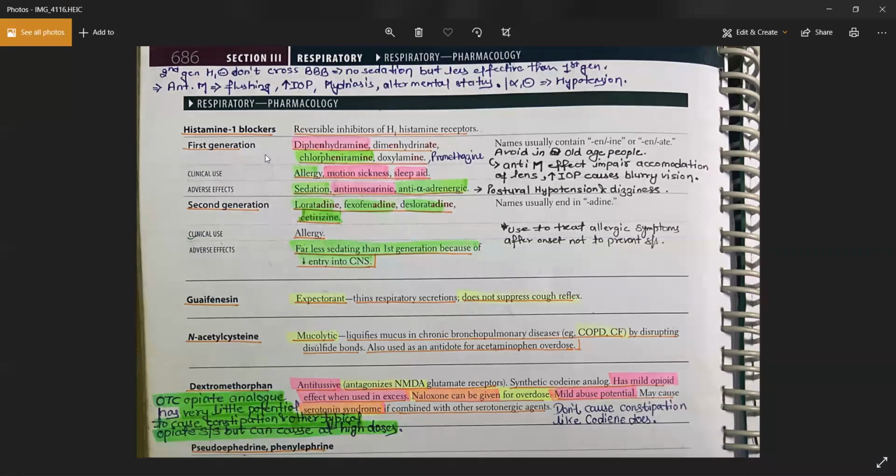And what about your GI system? H1 or H2? H2. And how does H1 work? What kind of secondary messenger is available there? IP3 DAG. For H1 you will have Gq. And for H2? Gs. So Gs for cyclic AMP and Gq for IP3 DAG, remember?